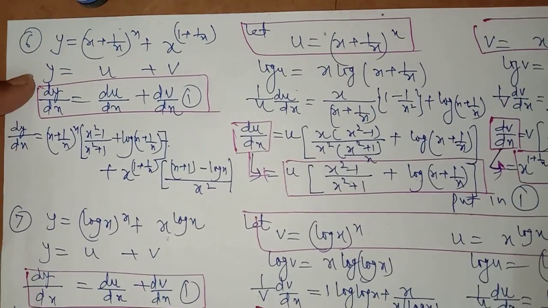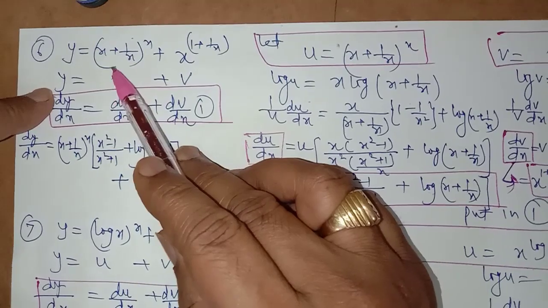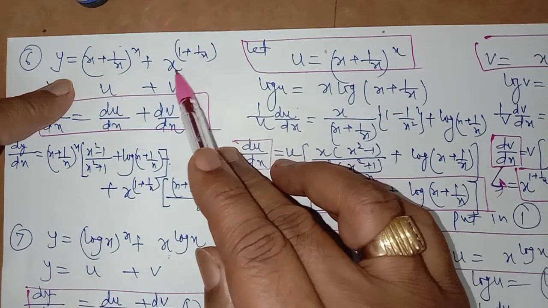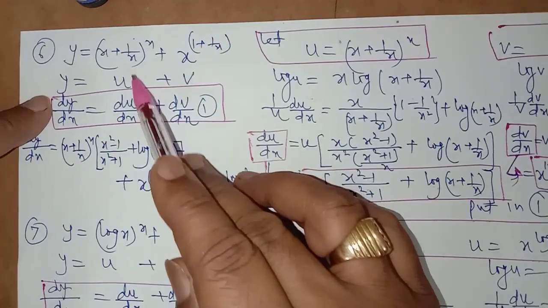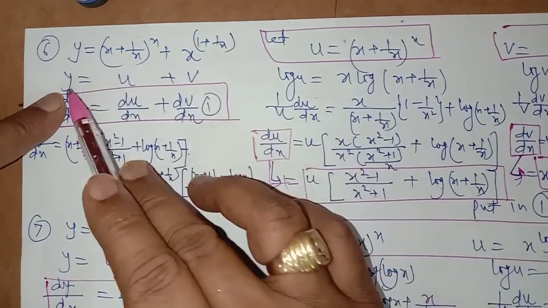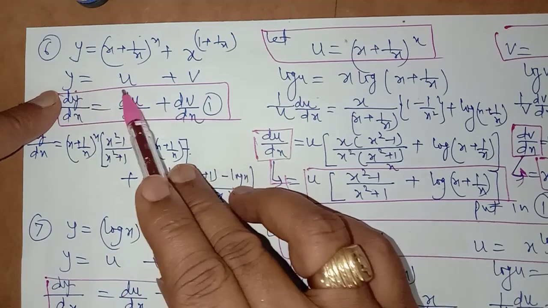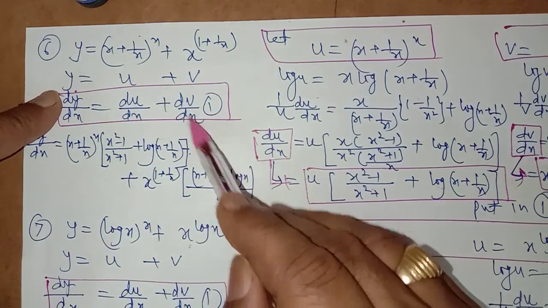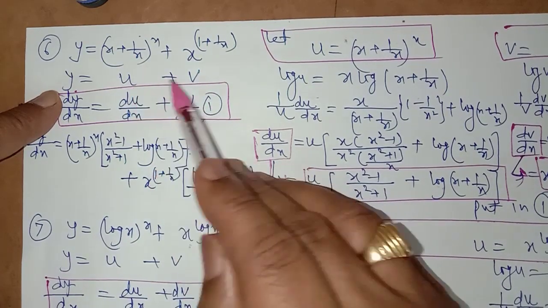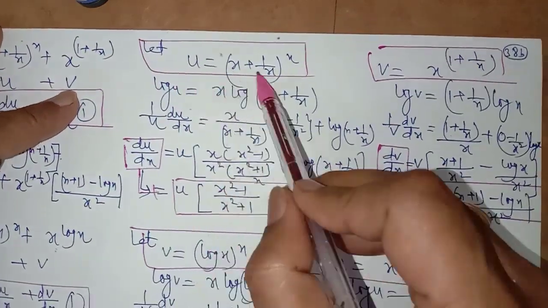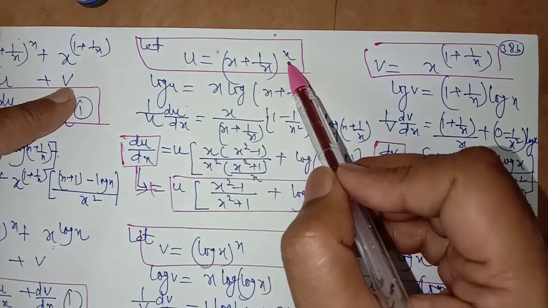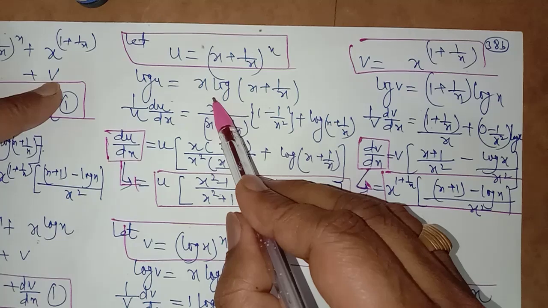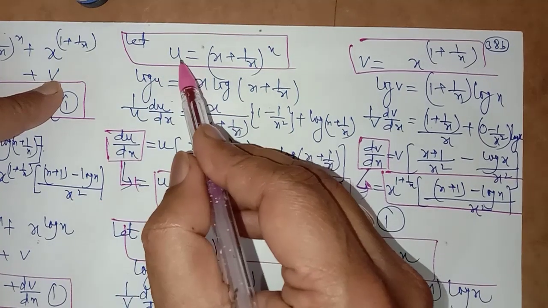Now I'm taking one more, that is question number 6 also. Again, this cannot be differentiated without taking the log, and this cannot be differentiated without taking the log. So I have let this equal to u, this equal to v, and this equal to y. So dy/dx will be equal to du/dx plus dv/dx. Now we will differentiate them individually, that is u and v. Now u is (x plus 1/x)^x, and v is x raised to power (1 plus 1/x). So taking the log individually, see it very carefully.